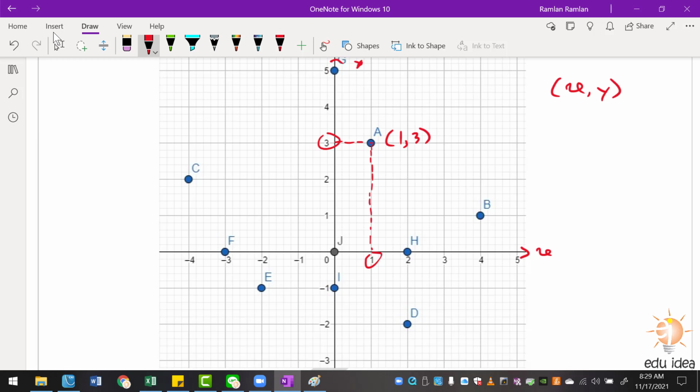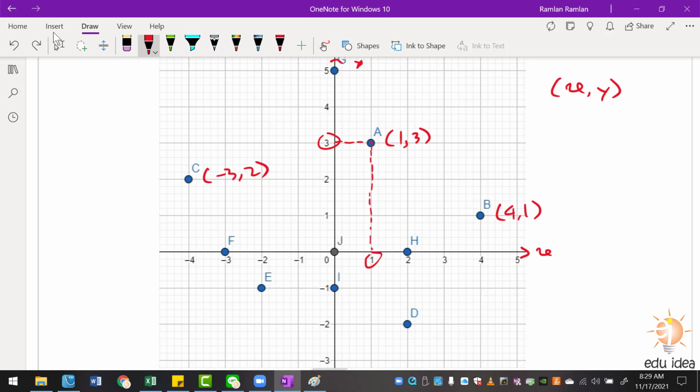B is also the same. This is 4, 1, and then C is minus 3, 2. Don't forget this one first and then this one. You can do the rest. I'm going to state a couple of points that you might sometimes miss, for example this F over here, where the x is minus 3.